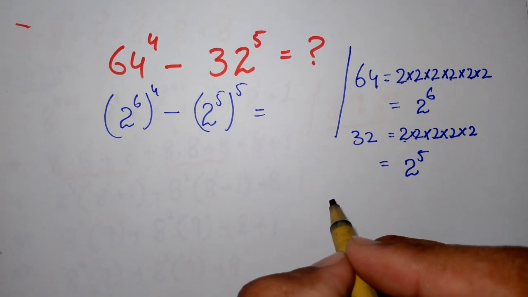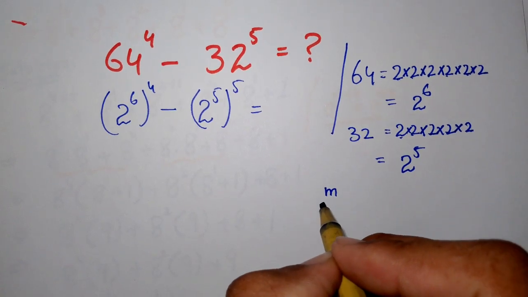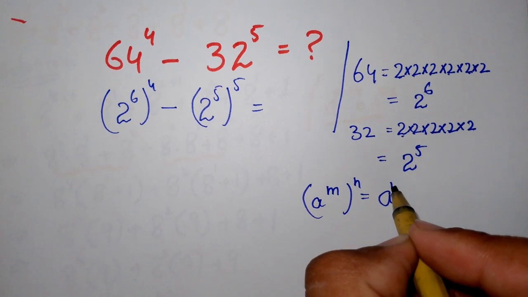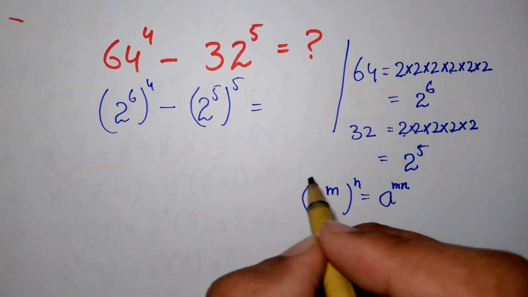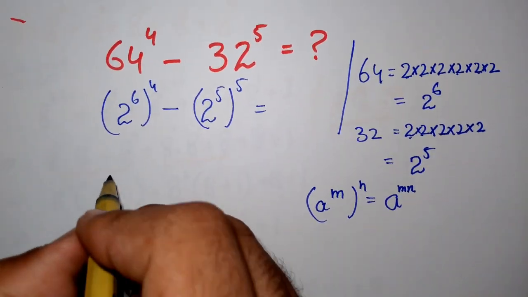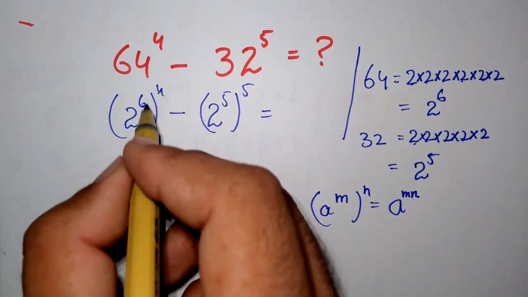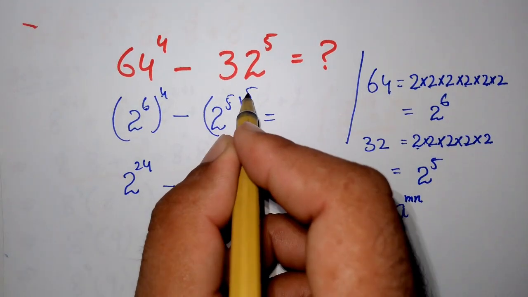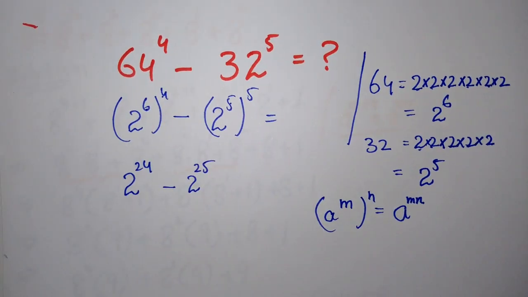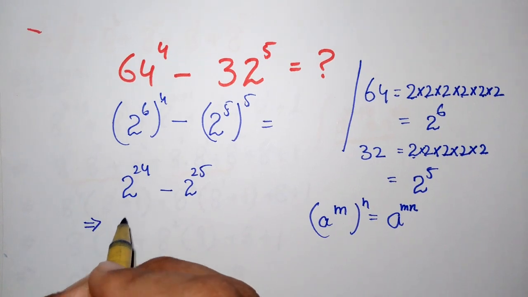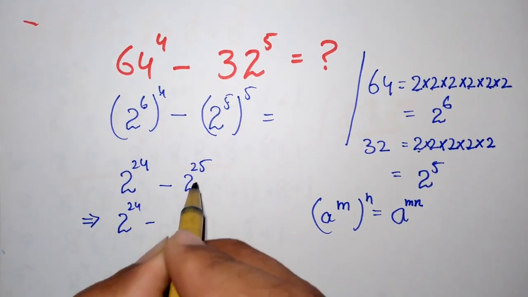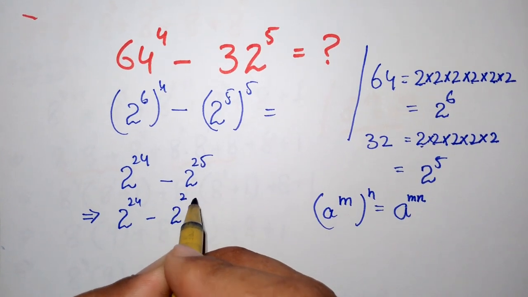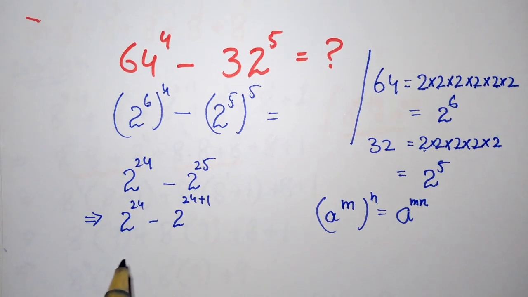We know that a to the power of m, whole to the power of n, is equal to a to the power of m times n. So applying this condition here, this will become 2 to the power of 6 times 4, that is 24, minus 2 to the power of 5 times 5, that is 25. Now 2 to the power of 24 minus 2 to the power of 25 can be written as 2 to the power of 24 minus 2 to the power of 24 plus 1.